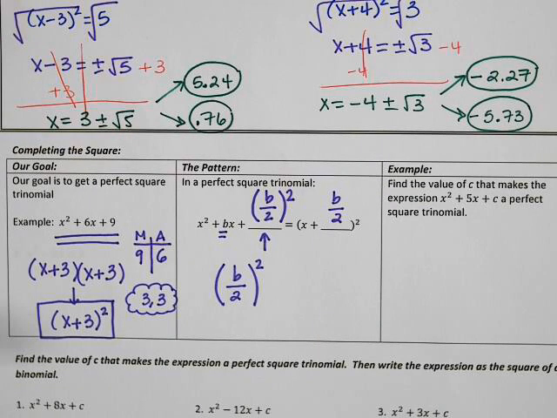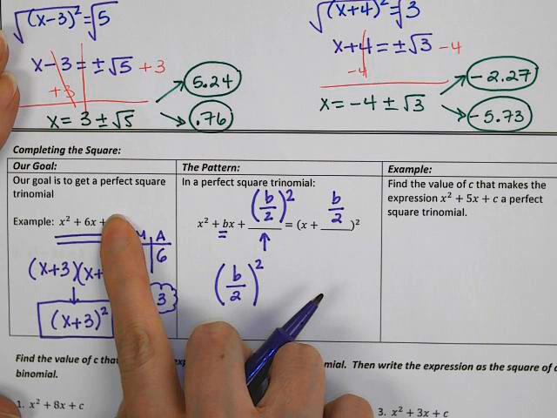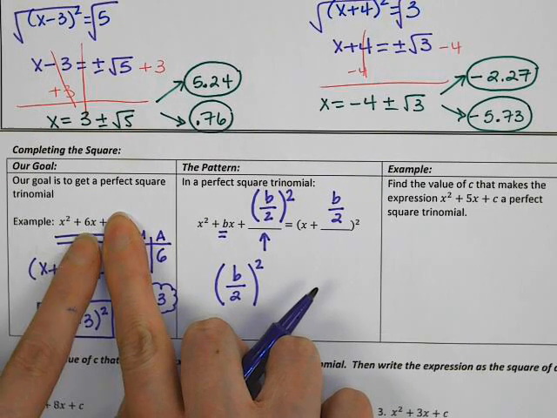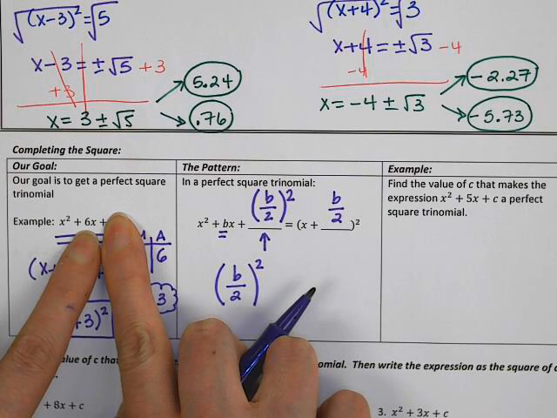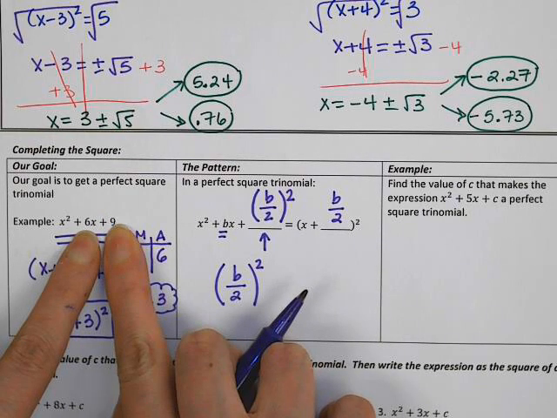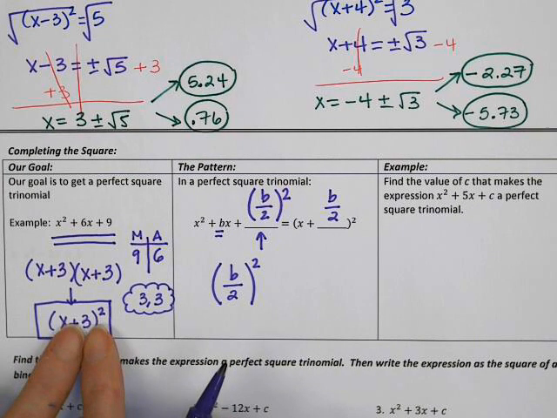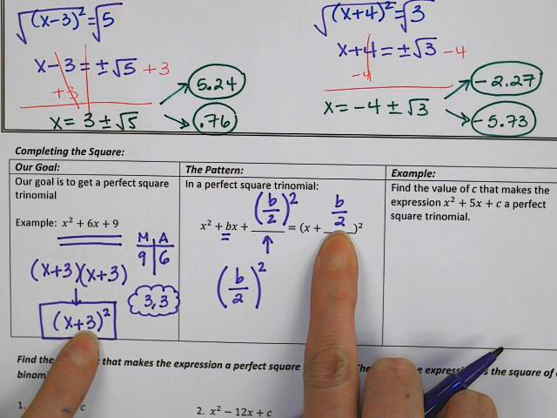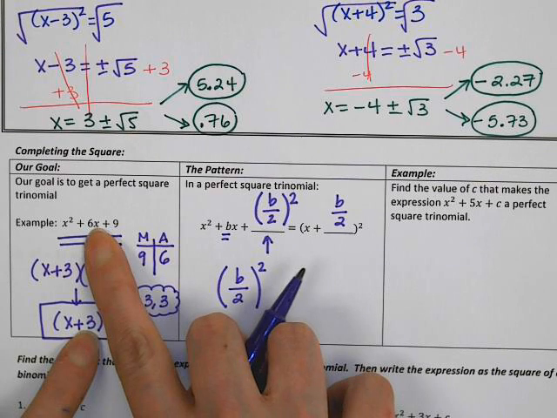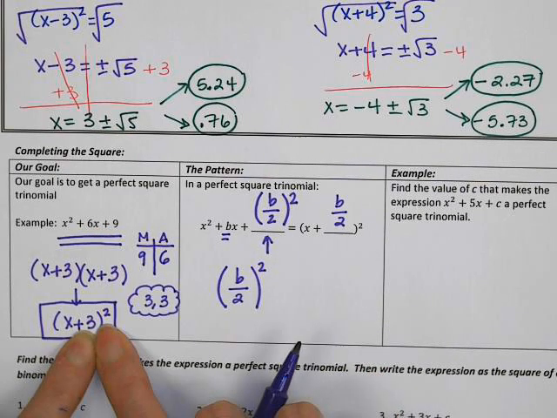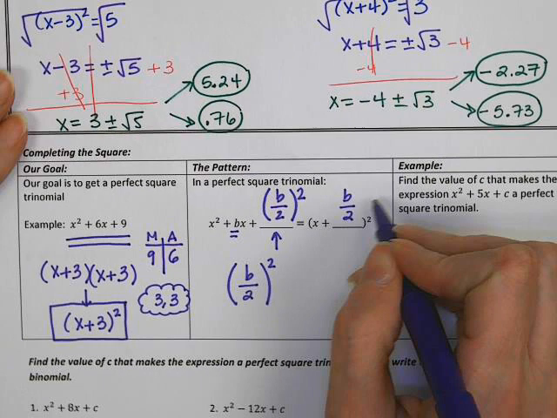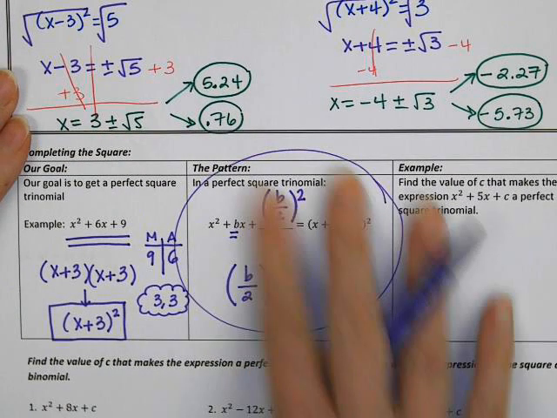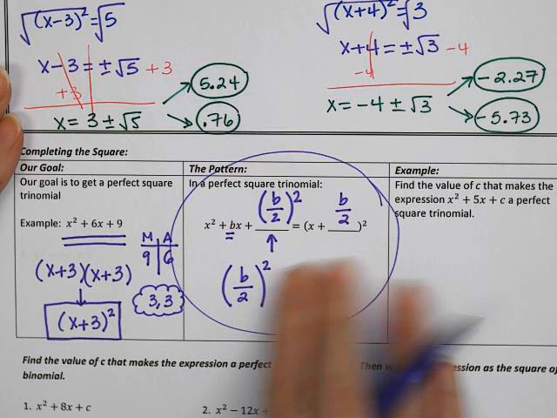Let's see if that works on this problem. Let's say the 9 wasn't there. Take 6 divided by 2, which is 3, and square it. 3 squared is 9, so it works. And then to find this other number, you take that b and divide it by 2. What's 6 divided by 2? It is 3, so it does work. This is what we're going to be using today. This is how you find a perfect square trinomial and then factor it.